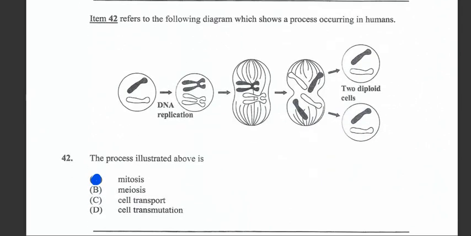Number 42. We have an item here showing a diagram. It shows DNA and two diploid cells. Number 42 asks about the process illustrated. So we're talking about mitosis. This process would best be illustrated as mitosis.